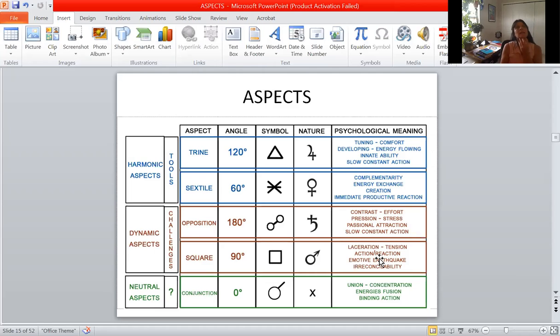But it's tough because now the elements are not the same. Let's go back one and look at the opposition. Aries is a male sign, and Libra is a male sign, so we've got that in common too. But with the square, Aries is male and Capricorn is female, so it's just a little more tense, a little more edgy, a little less in common. And then, of course, the conjunction is going to be right on: union, concentration, binding action, very intense. But we'll look at this a little bit deeper.